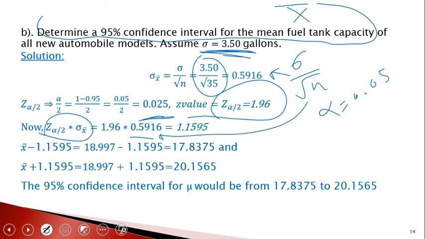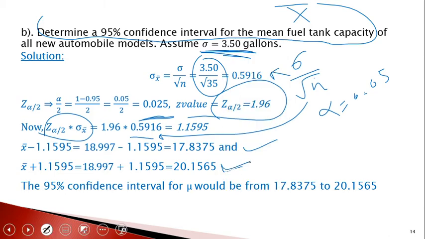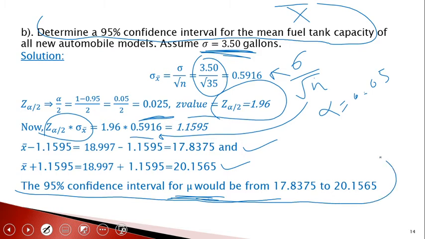So x bar minus that value, x bar plus that value, easily you can get those two values, and you can say the 95% confidence interval for mu, or you can replace mu with the mean fuel tank capacity of all new automobile models, would be from these two values.